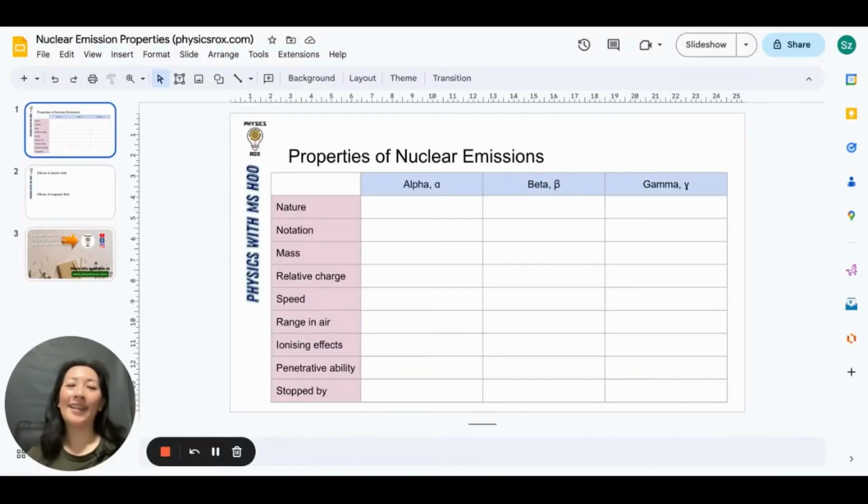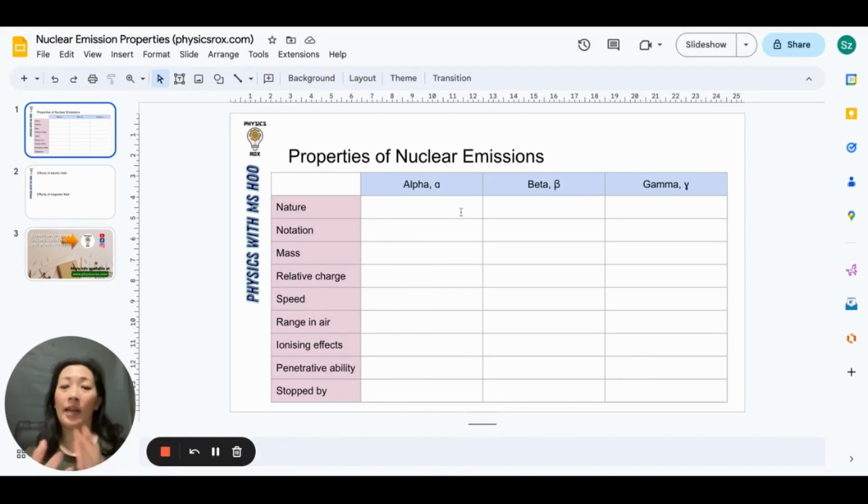Now, let's look at a summary of the properties of the nuclear emissions of alpha, beta, and gamma. Right now, I don't have the slides on full screen because I want to type out the answer as we discuss it so that you can see how to work out the properties of each of the alpha, beta, and gamma, and that way you don't have to memorize so much.